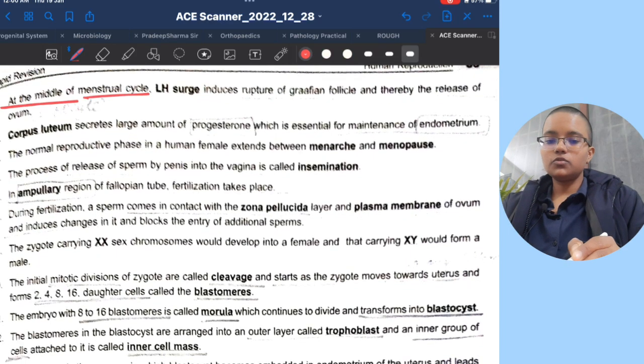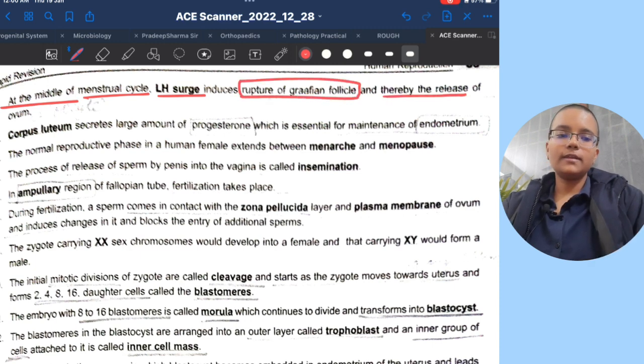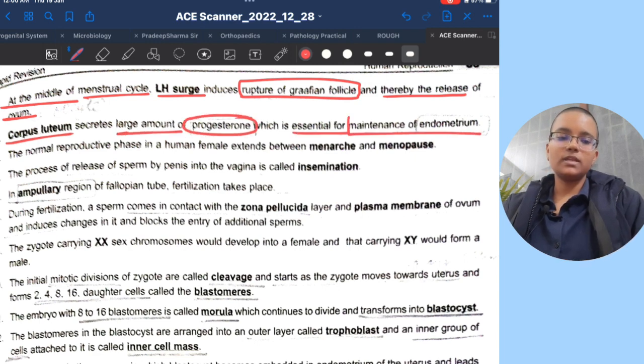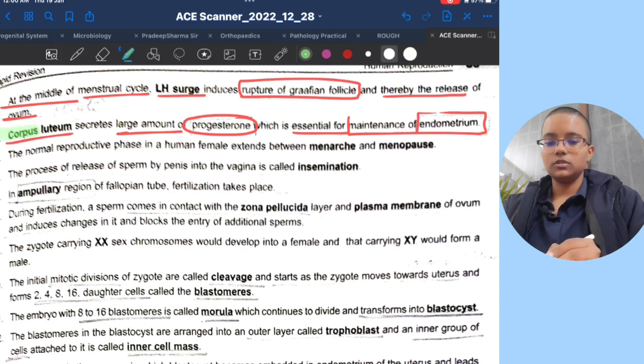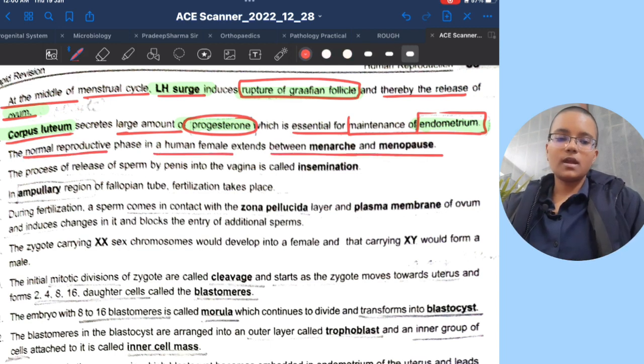At the middle of the menstrual cycle, the LH surge induces rupture of the Graafian follicle and thereby the release of the ovum. The corpus luteum secretes a large amount of progesterone, which is essential for maintenance of the endometrium. The normal reproductive phase in a human female extends from menarche to menopause.